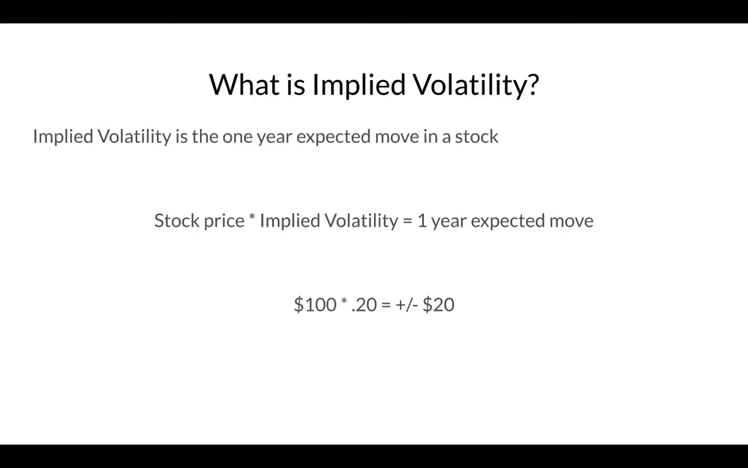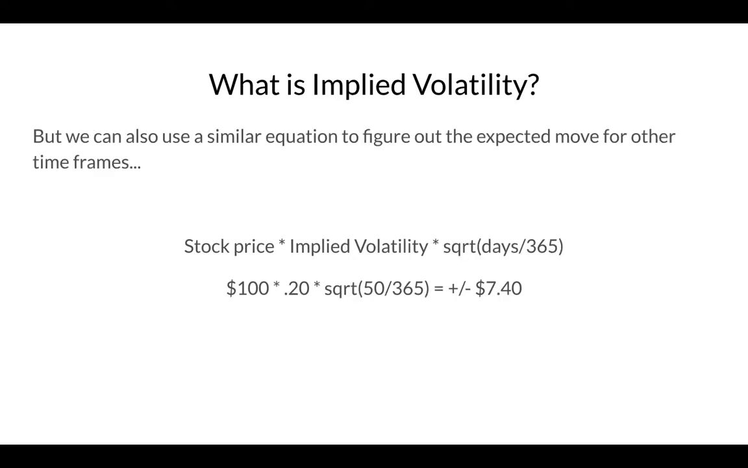So here's the deal. What is implied volatility? Well, implied volatility is the 1 year expected move in a stock. The way we figure that out is we take the stock price and multiply it by implied volatility, and that gives us the 1 year expected move up or down. So if you have a stock that's priced at $100 a share and a 20 implied volatility, we take the $100, multiply it by 0.20, and we get an expected move up or down of $20 over the course of the next year. So that would be up to $120 and down to $80.